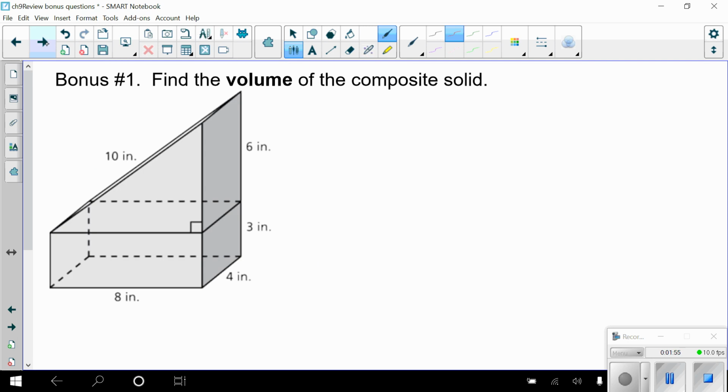Okay, help for question number 1, the first bonus question. It's asking you to find the volume of a composite solid. When we have a composite solid, you have to identify the two shapes and then find the volume of each and add them together. So we have a rectangular prism, and we will be adding the volume of that to the volume of a triangular prism.